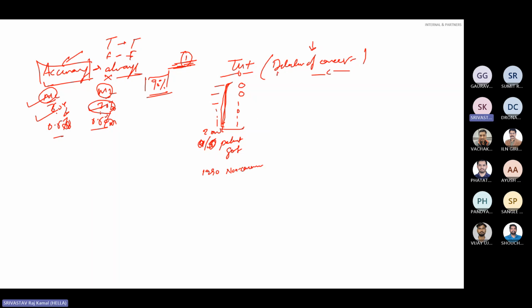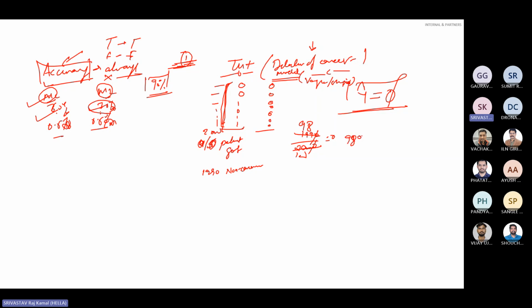Now suppose I created a model, take it as a very vague or stupid model, which just says that all my predictions are zero. So in this case also, 990 upon 2000 is going to be the accuracy, which is almost 98%. Now you can assume that even the accuracy looks good to me, 98%. But how did it treat the cancer patients?